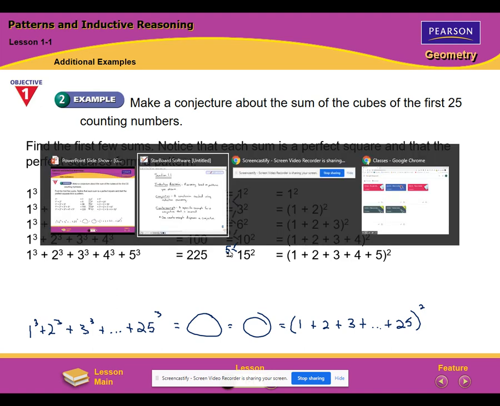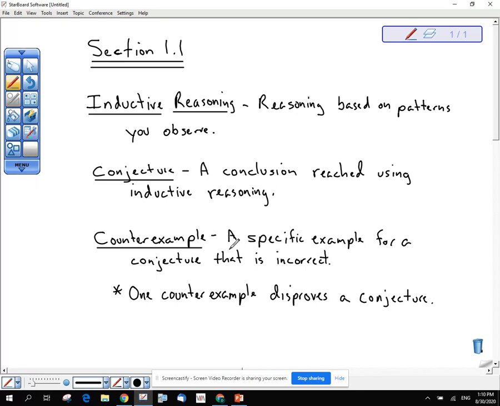All right, let's wrap this lesson up with one more definition and one more example. The last word is counterexample, and the definition of that is it is a specific example for a conjecture that is incorrect. You're going to come up with some kind of an example that basically proves the conjecture false. And there with the star, it says one counterexample disproves a conjecture.